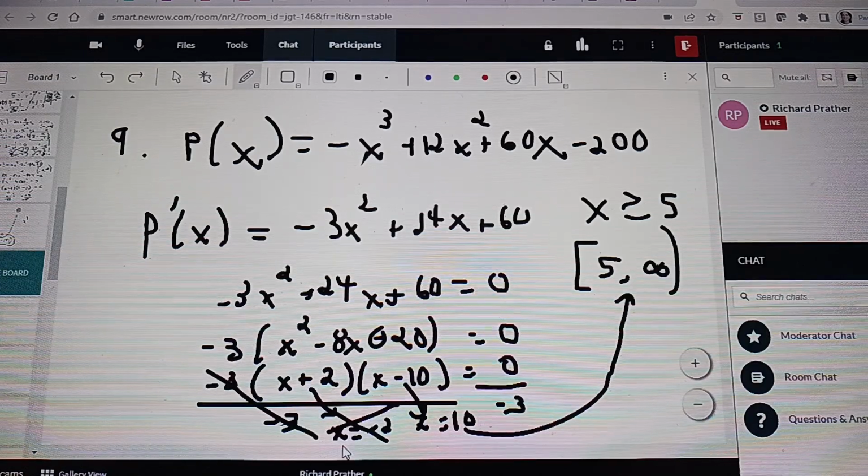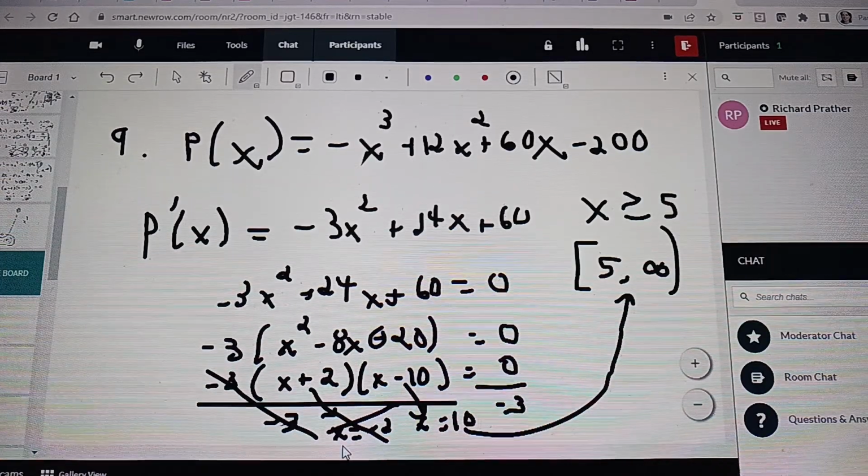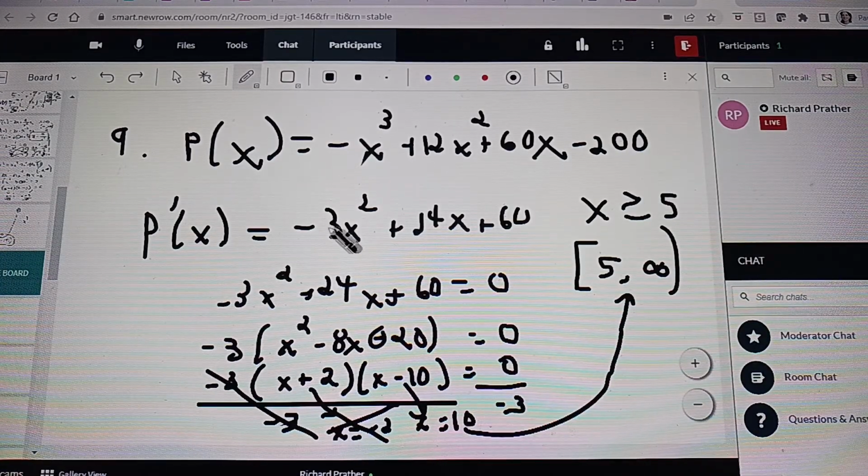Now, I still don't know if it's a max or a min, but I have a chance for it to be. So if I check whether 10 is a local max or min, if it turns out to be a local max or min, then it'll also be the absolute max or min. So I want to plug it into the first derivative, or let me do this even. Let's do the second derivative real quick. It wouldn't take much to do the second derivative. Negative 6x plus 24.